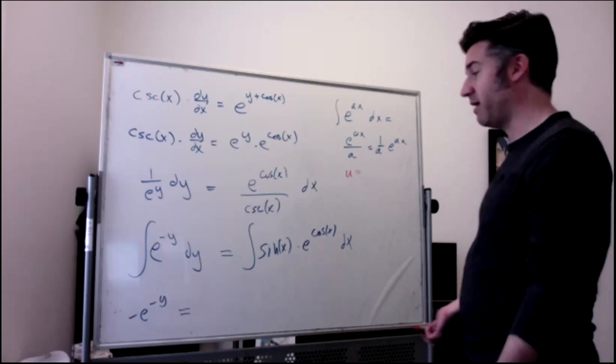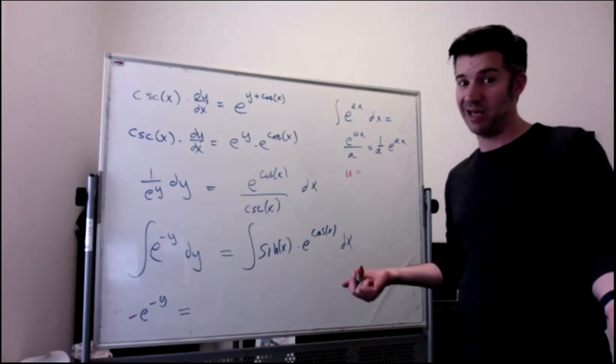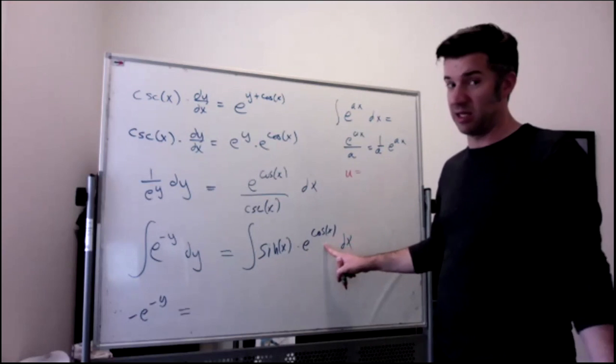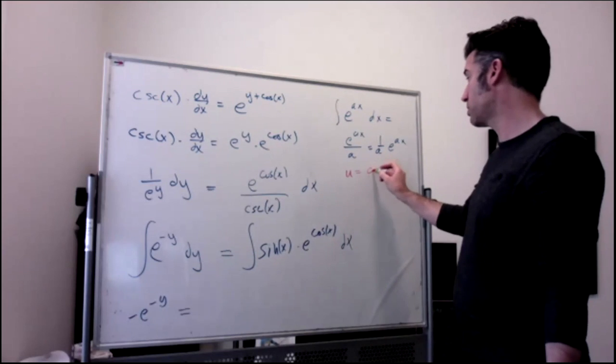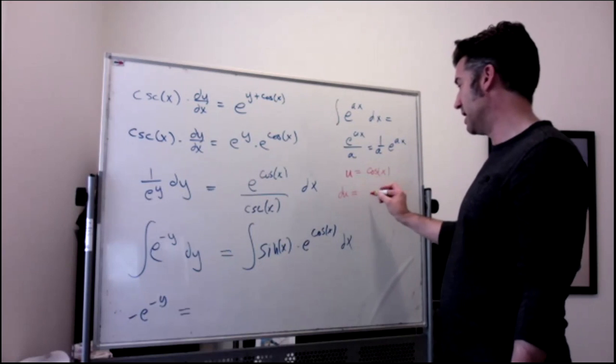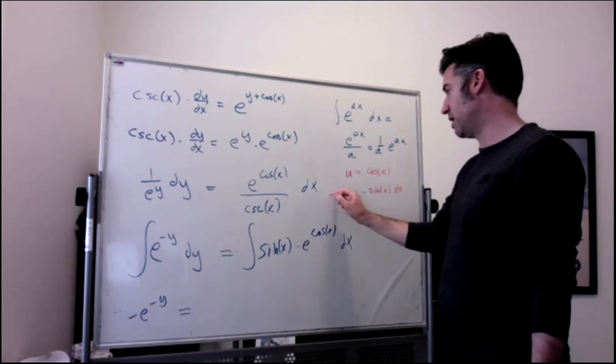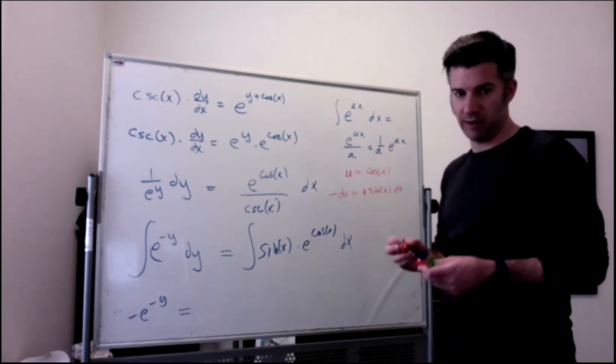Definitely cosine. Sine feels like it might be a better choice because the derivative of sine is just cosine, and the derivative of cosine is negative sine, but cosine is the thing that's stuck inside another function. So u is cosine of x, and my du, the derivative, is negative sine of x dx. So negative du is positive sine of x dx.